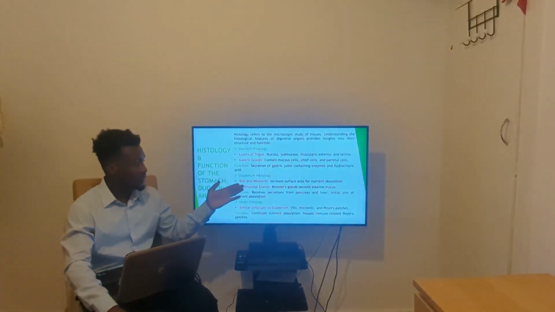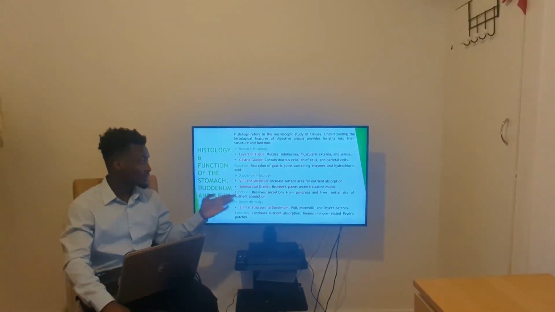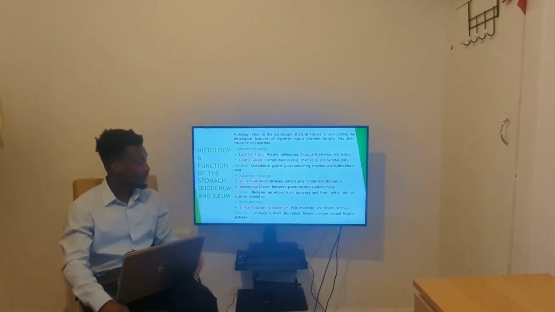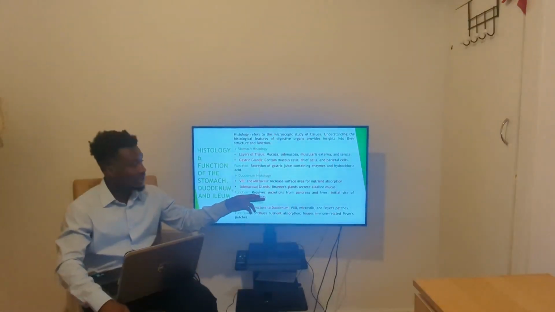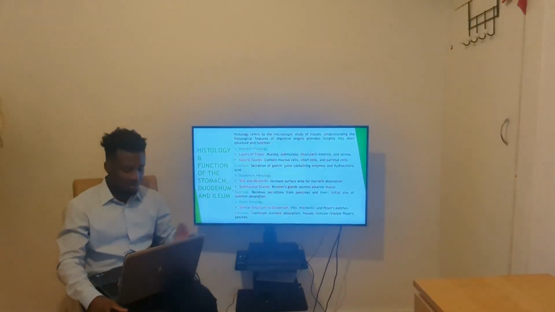The villi and the microvilli increase the surface area for nutrient absorption. Submucosal glands, Brunner glands, secrete mucus. The function is it receives secretions from the pancreas and liver. It is the initial site of nutrient absorption.